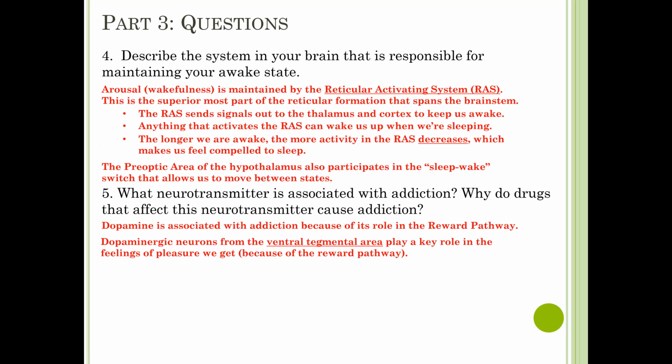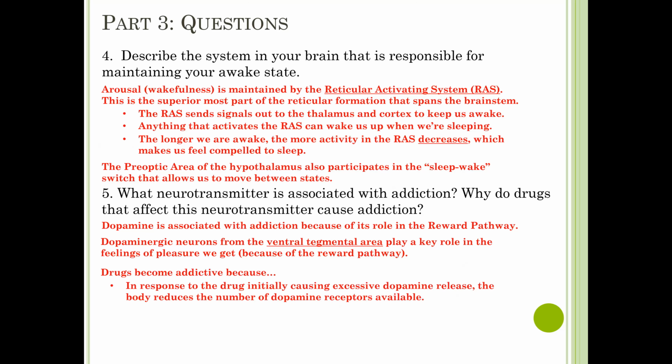So anytime you feel good about anything, a job well done, eating your favorite cake, having sex, having fun, telling jokes, whatever gives you a feeling of pleasure, it's because of the dopaminergic neurons that are playing a role in this reward pathway. So the reason that drugs become addictive is because in a lot of these cases, the drug causes excessive dopamine release. So that's why it feels great the first time, right? That's what causes the high. But in response to that excessive dopamine release, the body starts reducing the number of dopamine receptors available. So now there's fewer receptors for the dopamine to bind to.